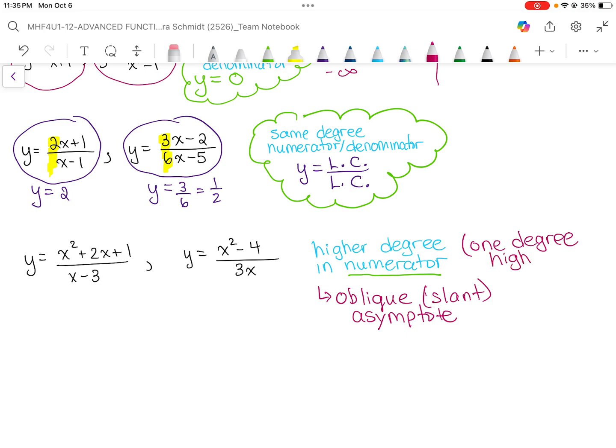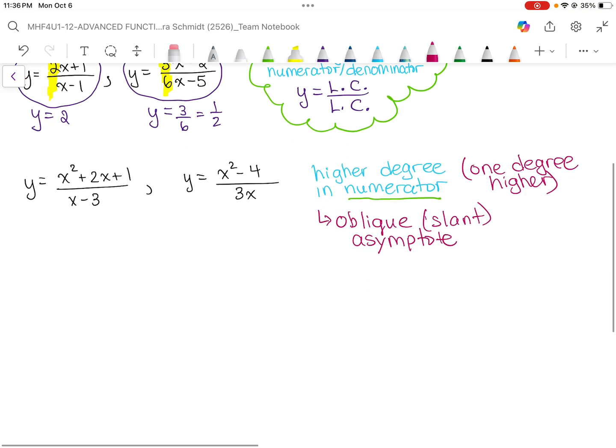So you can see that the numerators are quadratics, so degree 2, and the denominators are degree 1. So they are going to have an oblique asymptote. And how you find this asymptote is you actually need to divide the top by the bottom. So you actually need to do some long division or synthetic division in order to figure out what the asymptote would be.